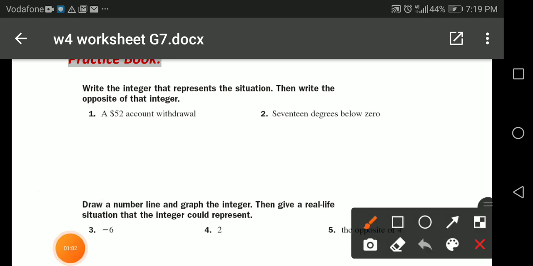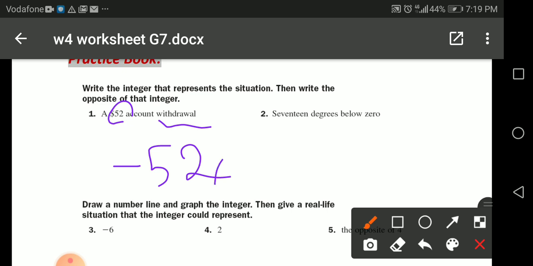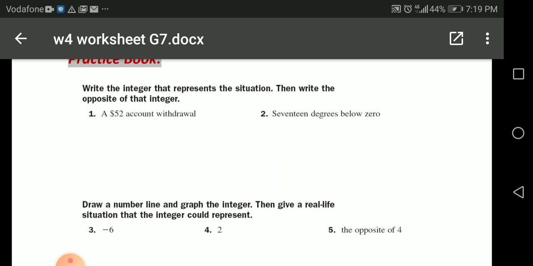If I ask you: write the integer that represents the situation, then write the opposite of that integer. A $52 account withdrawal: you take 52 out of your bank account, so it will be negative. And what's the opposite of this? It's positive 52. So the withdrawal is negative, and the opposite is positive 52.